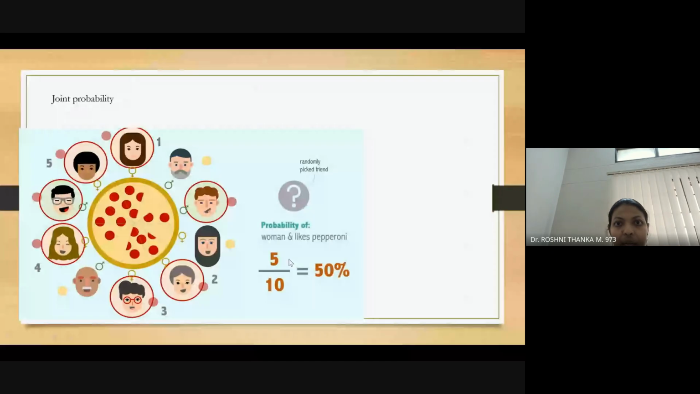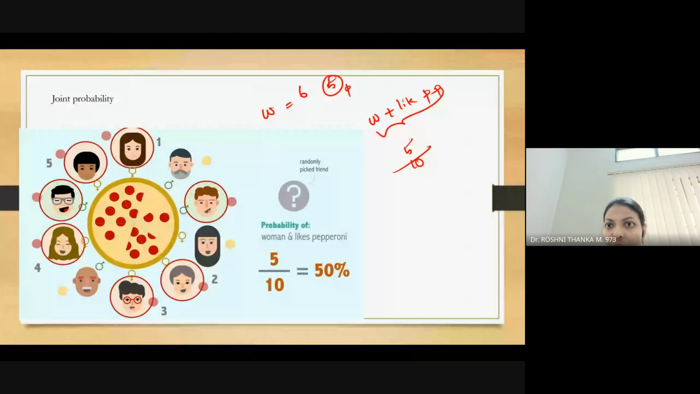So I hope you can understand. Women are 6 in total. Out of 6 women, only 5 like pepperoni. So our condition is woman plus liking pepperoni on the pizza. Satisfying these two conditions, out of 10 samples is 5. Because 5 women like pepperoni, and 1 woman doesn't like pepperoni. So what is the probability? 5 divided by 10, that is 50 percent. Okay, so that is joint probability. Both the conditions should be satisfied.